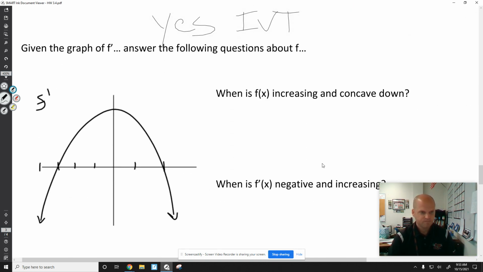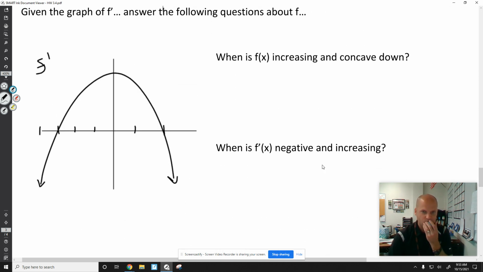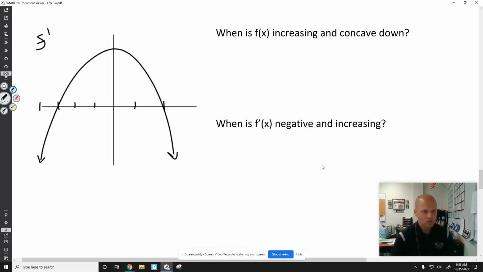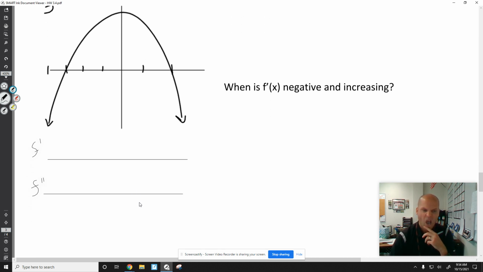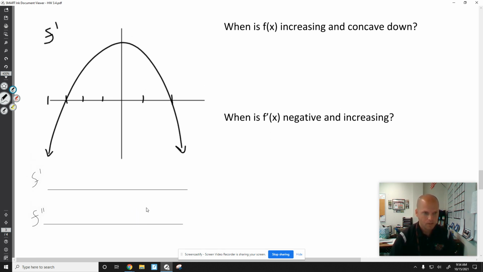Okay? All right, let's get to the graphs. Fun stuff with the graphs. We need a sign analysis of f prime, as well as a sign analysis of f double prime. Combining those will answer our questions. Okay. Ready? F prime signs. What do I have?